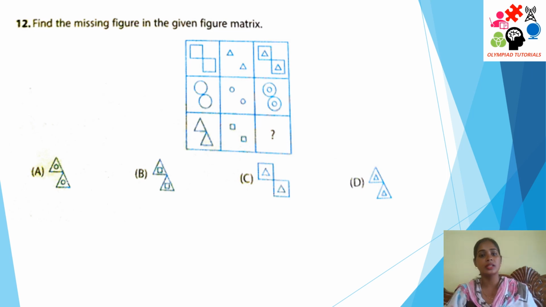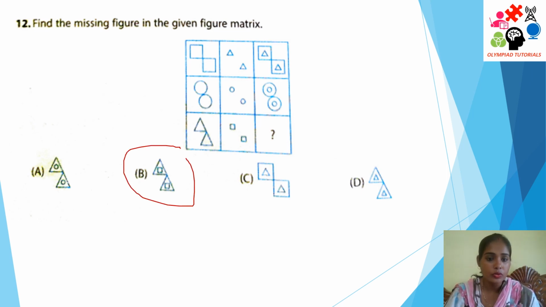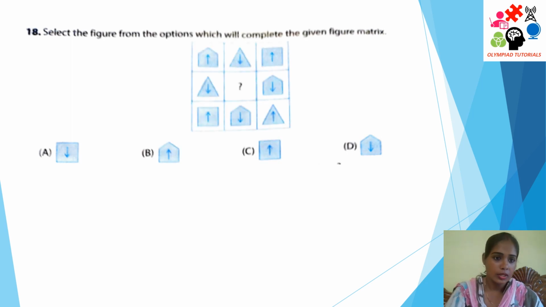Find the missing figure in the given figure matrix. Here you have a missing pattern in the last box. If you have a close look at this, you will see that your option number B is going to fit here. Here again, select the figure from the options which will complete the given figure matrix. Again, if you just have a close look at this, you will see your option number C is going to be the correct option. Just have a close look at the pictures.